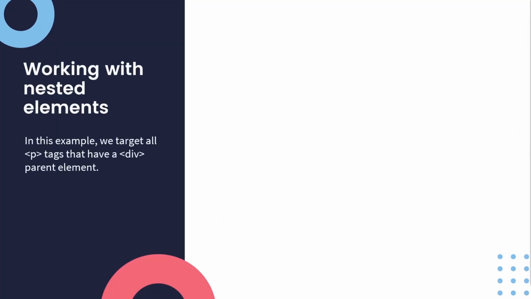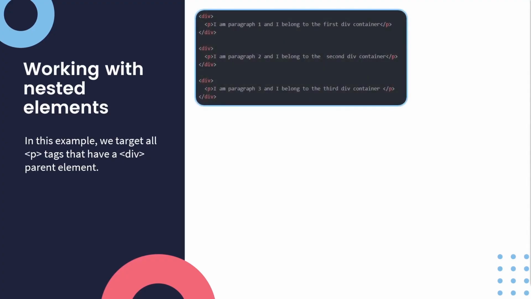We could even do interesting things like working with nested elements, and in this example we target all the paragraph elements or tags that have a div container as a parent. So essentially the paragraph tag sits inside of the div container. Let's have a look at a code example. So in this example, we've got a div container with a paragraph tag that simply reads I am paragraph 1 and I belong to the first div container. Likewise, we have a paragraph 2 and a second div container, and then lastly we have another div container with I am paragraph 3 and I belong to the third div container.